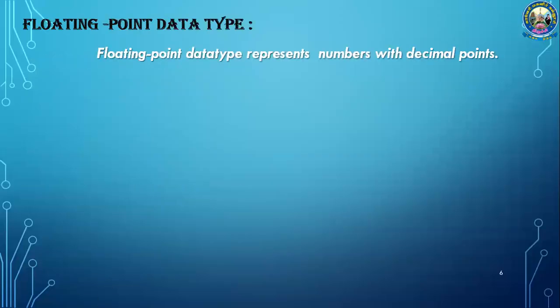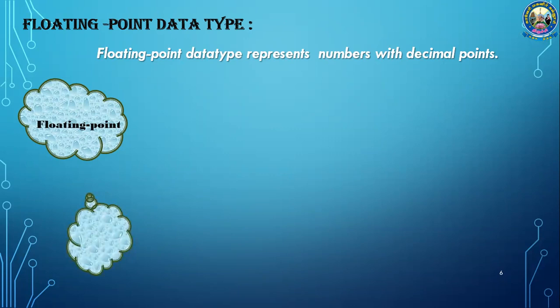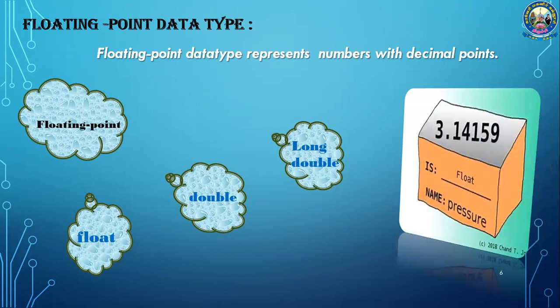The next type is floating point data type. A floating point data type is a data type in computer programming used to represent real numbers with a fractional part. It allows you to store numbers with a wide range of values, including both integers and numbers with decimal points. Here are the types of floating point data type. They are float, double, and long double.